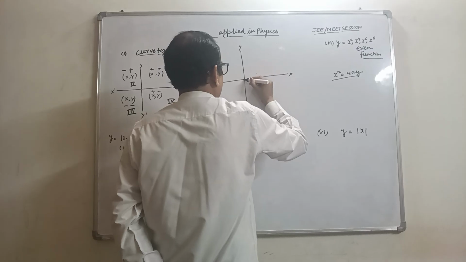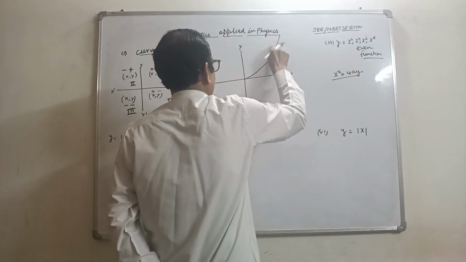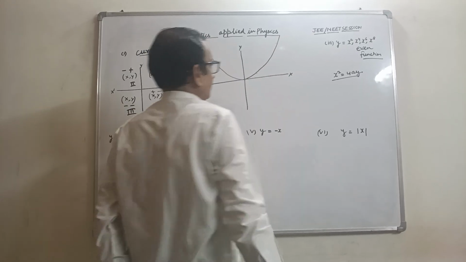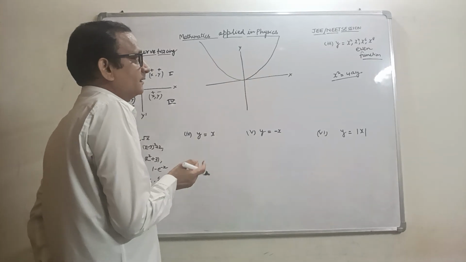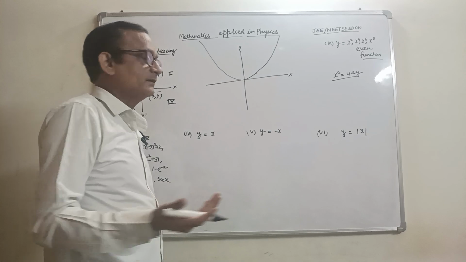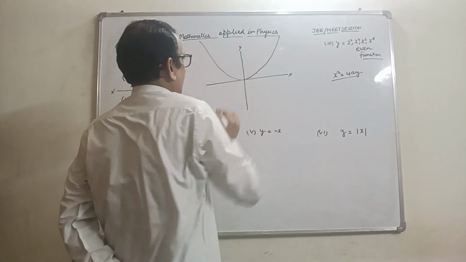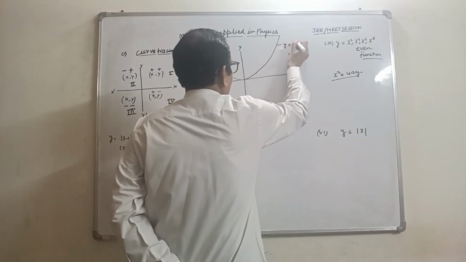And similarly the curve goes like this. For negative values of x, y would be positive. So this is an upward parabola, and this is the equation y is equal to x square.